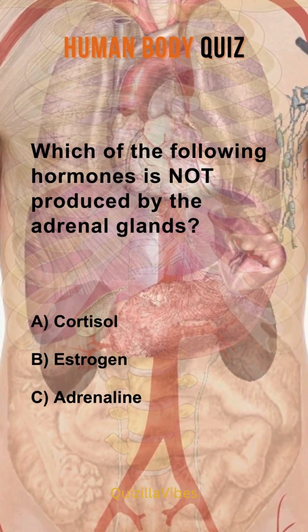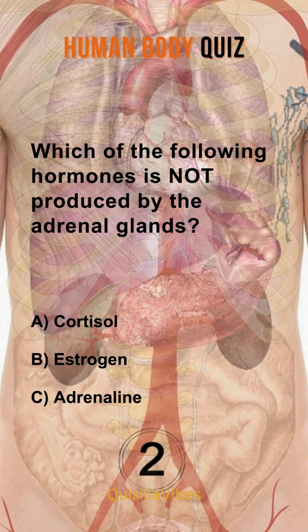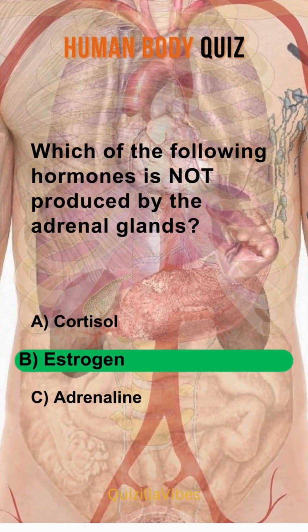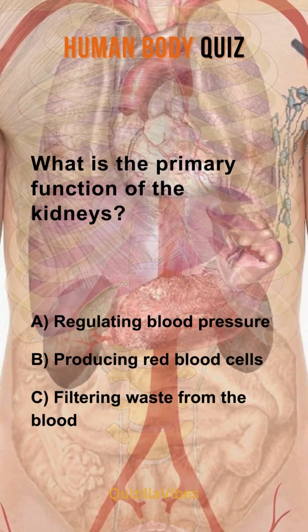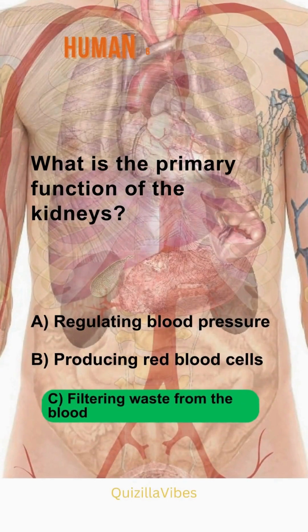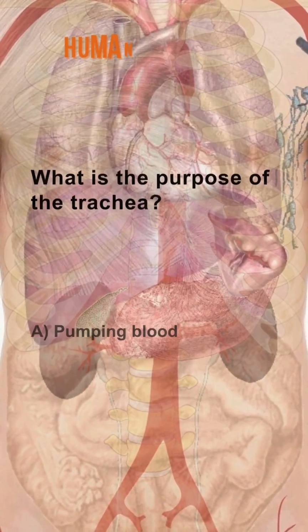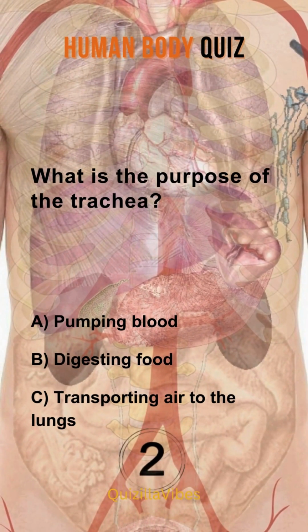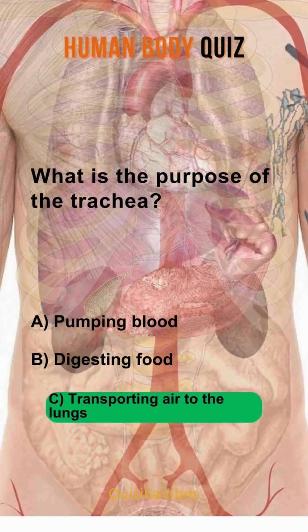Which of the following hormones is not produced by the adrenal glands? Estrogen. What is the primary function of the kidneys? Filtering waste from the blood. What is the purpose of the trachea? Transporting air to the lungs.